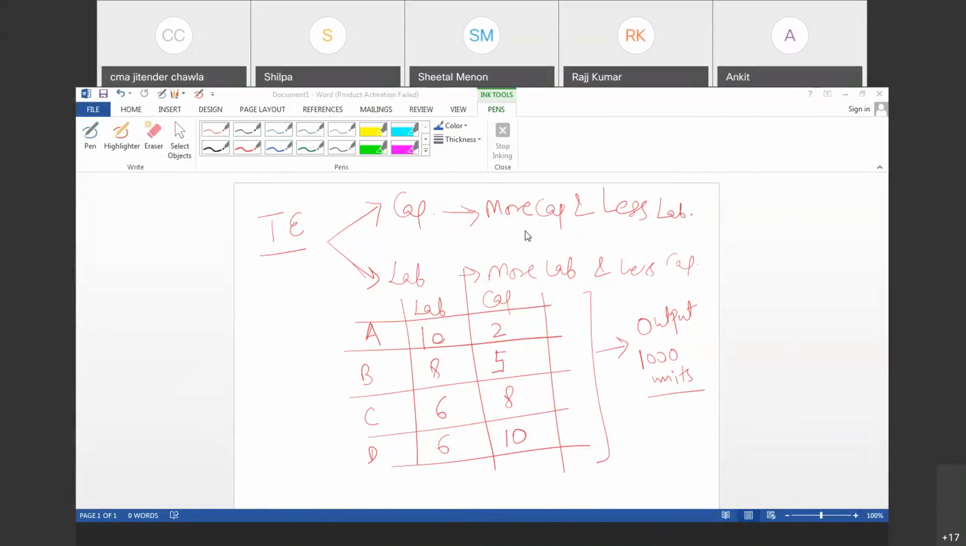Right. This one is visible. Thank you. So allow me to move ahead. Now, I want to ask you a question. I can use any of the processes A, B, C, D. And what is my output? I'm saying my output is only 1000 units.